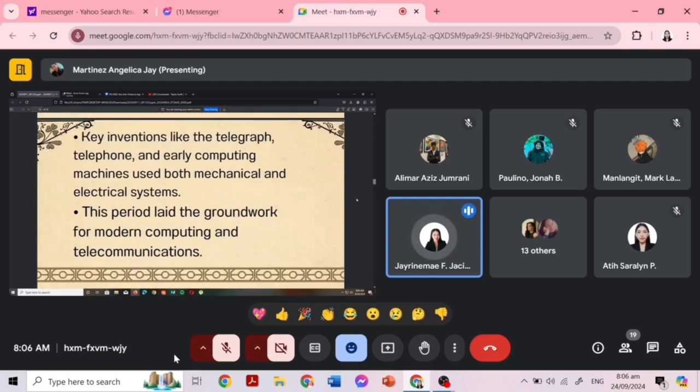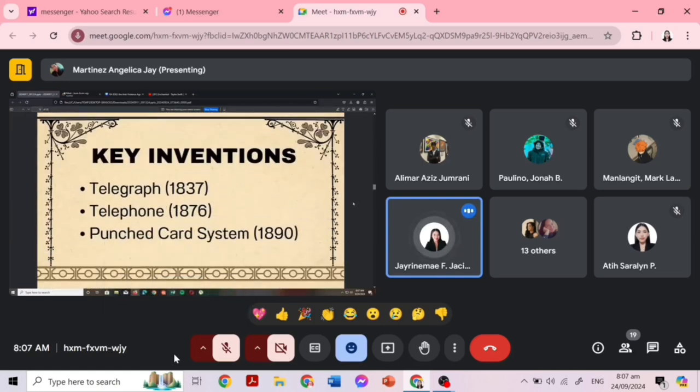So the key inventions of this era, such as the telegraph, telephone, and early computing machines, combined both mechanical and electrical systems. This technology improved communication and data processing, forming the foundation for modern electronic devices. So this period established the foundation for modern computing and telecommunications, introducing essential concepts and technologies that evolved into the fully electronic systems we rely on today. So next po.